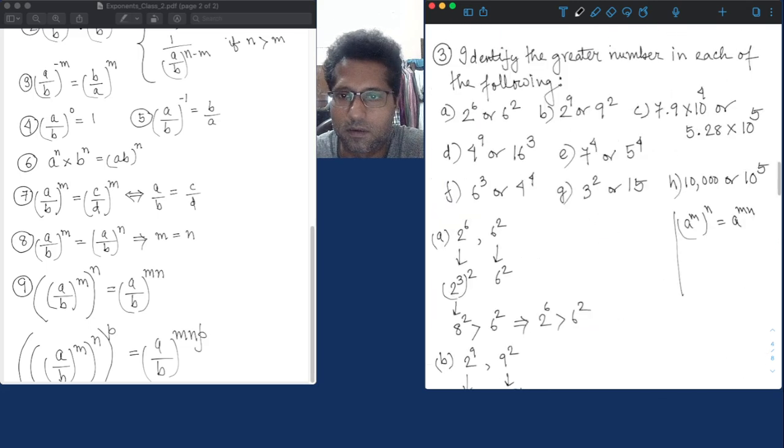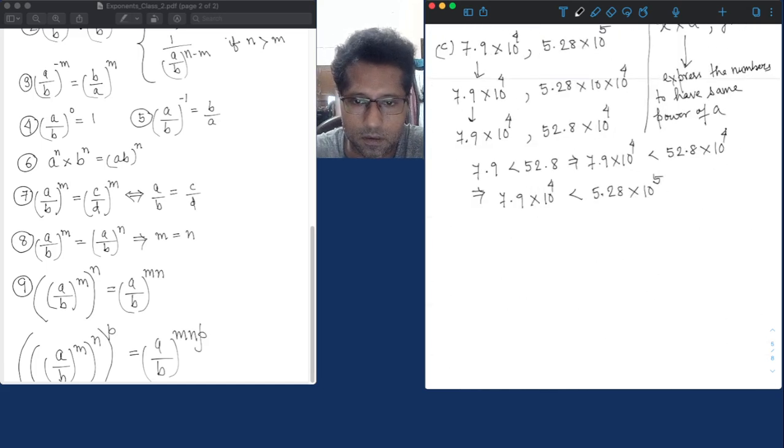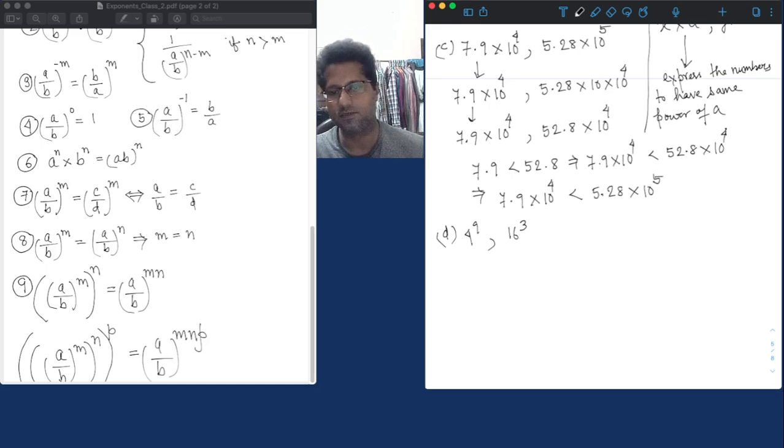So C is done. What is D? 4 to the power 9 or 16 to the power 3. So this should be easy because we can see that the bases are 4 and 16, and we can convert both these numbers to the same base, that is 4.